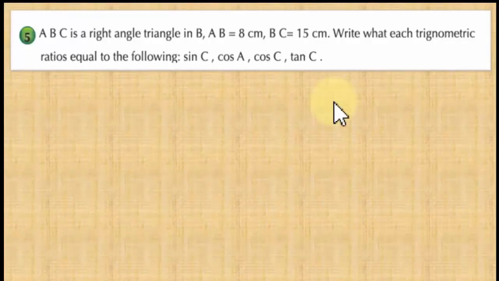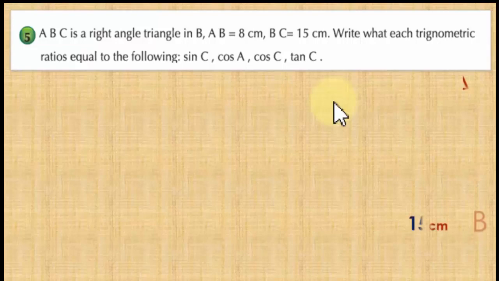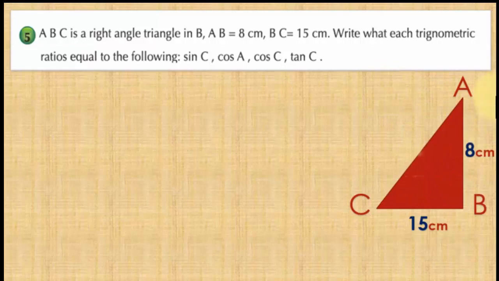ABC is a right angle triangle at B. AB equals 8 centimeter, BC equals 15 centimeter. Write what each trigonometrical ratio is equal to: sine C, cosine A, cosine C, tan C. Okay, draw the triangle ABC, right angle triangle at B, and here we have AB equal 8 centimeter, BC equals 15 centimeter.